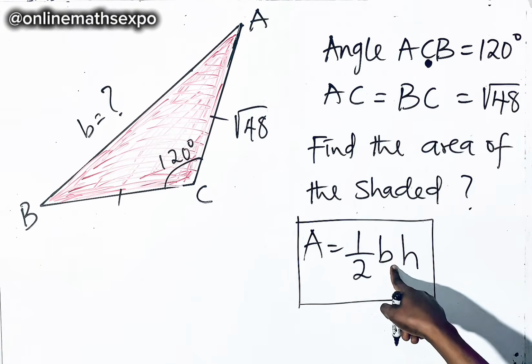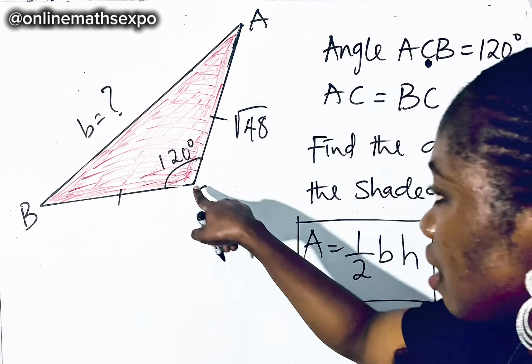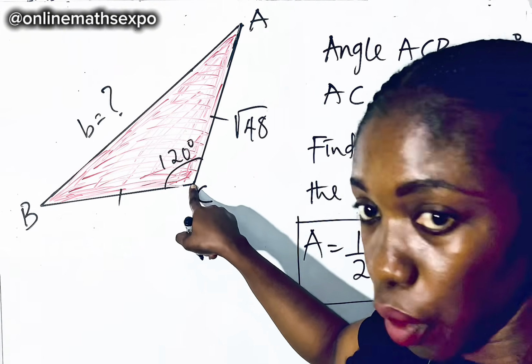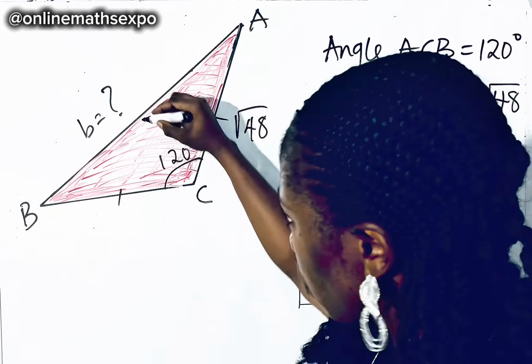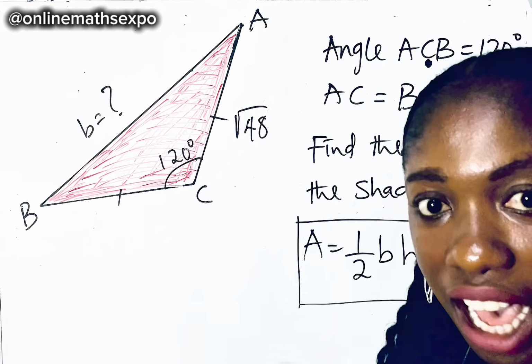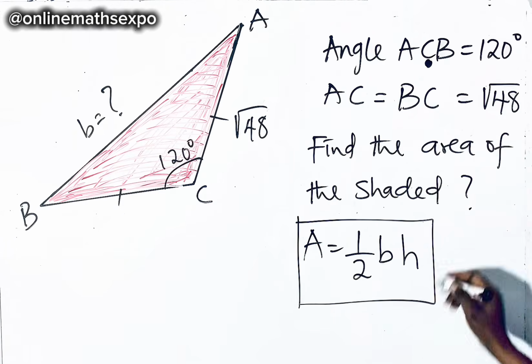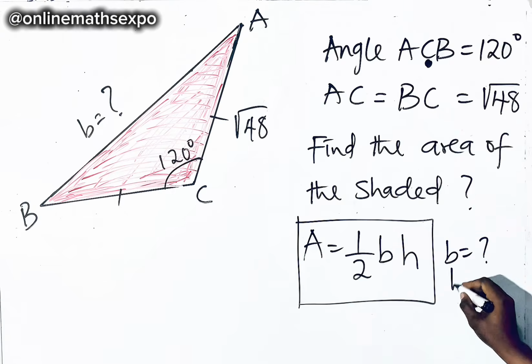Do we also know the height? No. The height is the line from this vertex, this point, to touch the base. So we don't even still know the height. How do we do that? Let me show you. If we can find the base and the height, then we can find the area. Now, what do we do first?